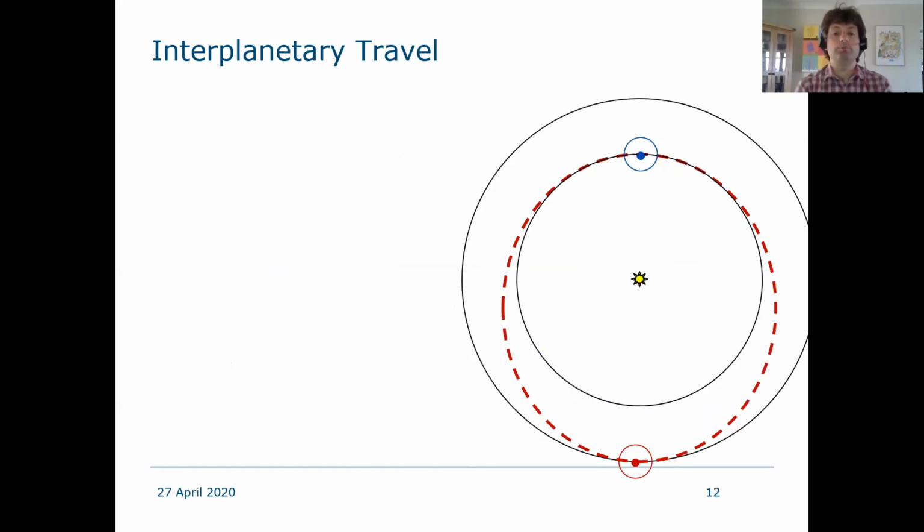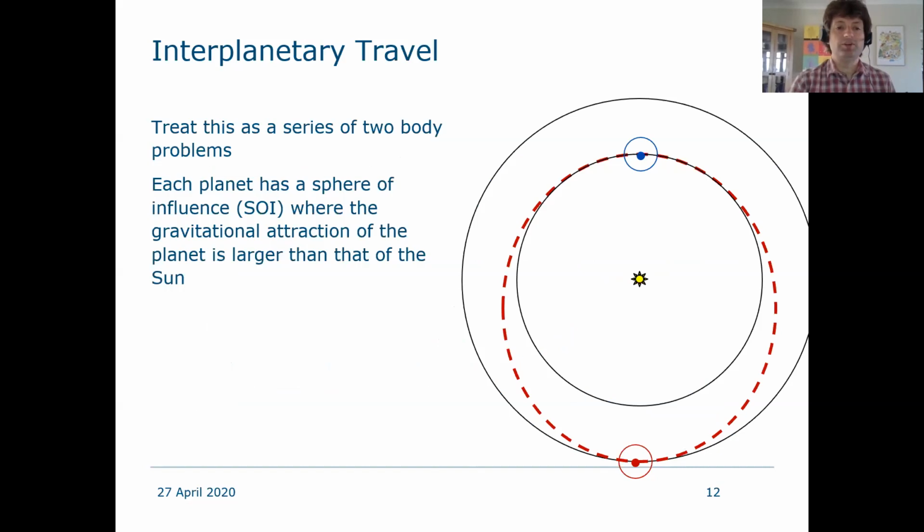The same thing applies for interplanetary travel. If we launch a spacecraft from the Earth, we can then give it a kick to increase its velocity, and it will start to try and move up to a higher orbit. And if we do this correctly, our orbit will take us to Mars. We treat this as a series of two-body problems.